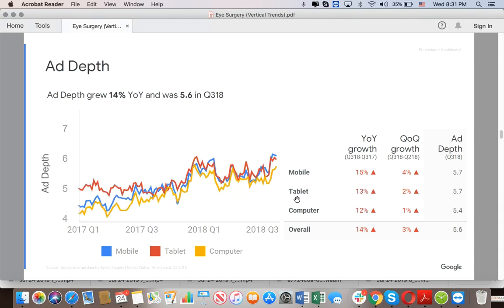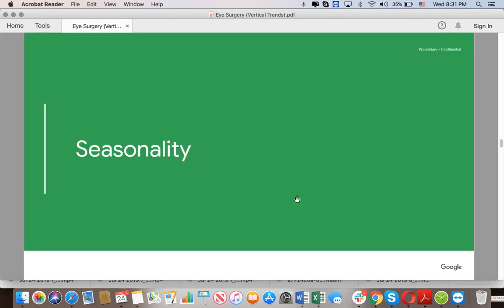And that, as you see, services are growing like crazy. All of them, computers, tablets, mobile, it's going up. So we have a lot of competitors.